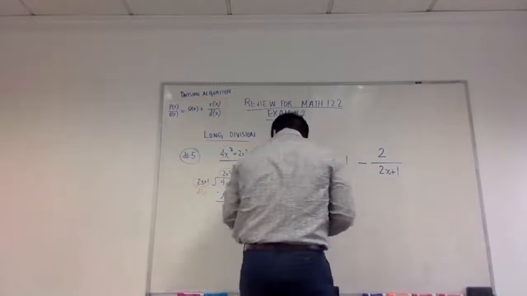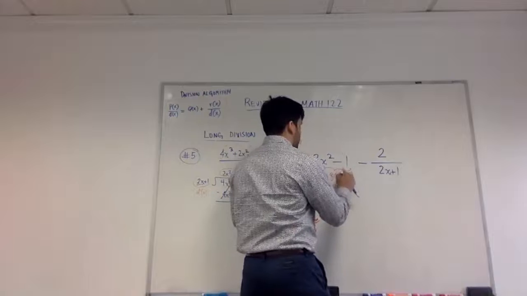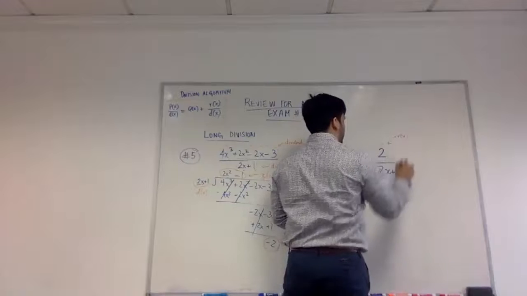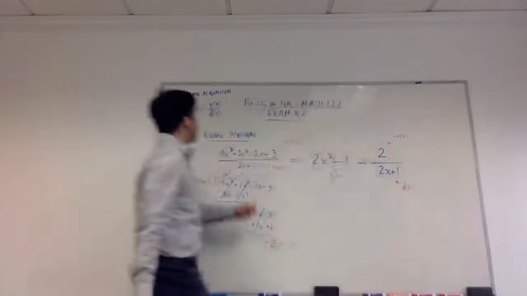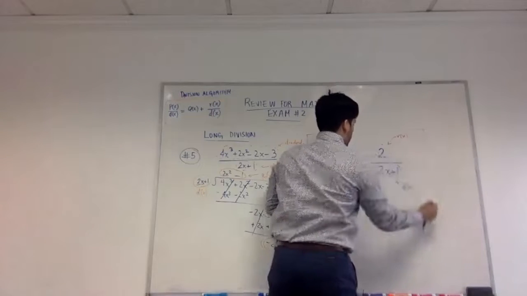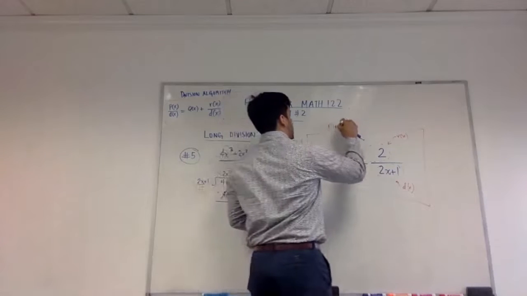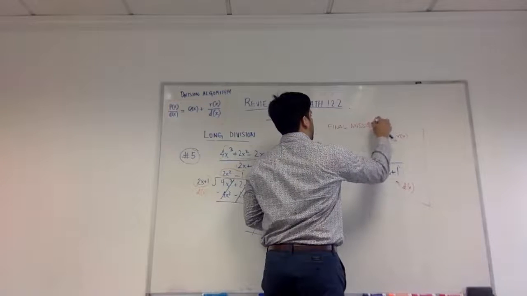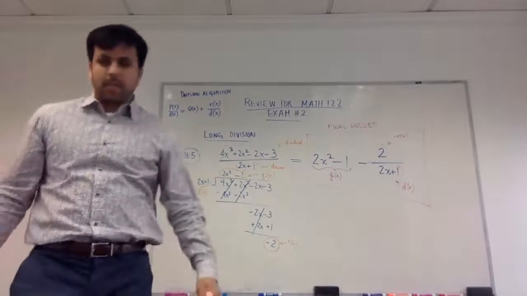So let me just write that here. So this is going to be q of x. This guy here is r of x. And this guy here is d of x. So that fits this mold here. And we're done. Final answer. Okay, so that's number 5.